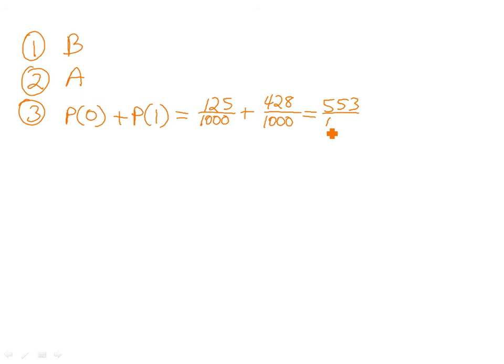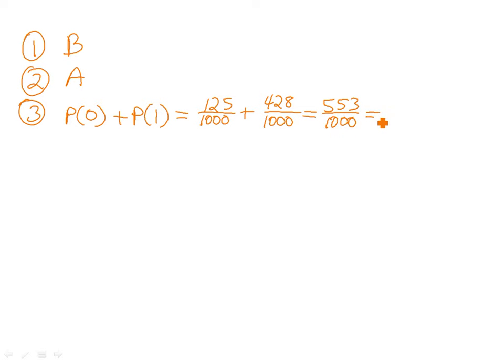Number 3, random variable X represents the number of cars per household in a town of 1,000 households. Find the probability of randomly selecting a household that has less than 2 cars. Well, if we want less than 2 cars, then we're going to add together the probability that it has 0 cars plus the probability that it has 1 car. Probability of 0 cars is 125 out of 1,000. Probability of 1 car is 428 out of 1,000. Add those together and we get 553 out of 1,000.